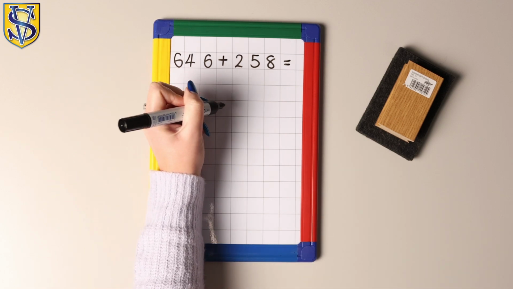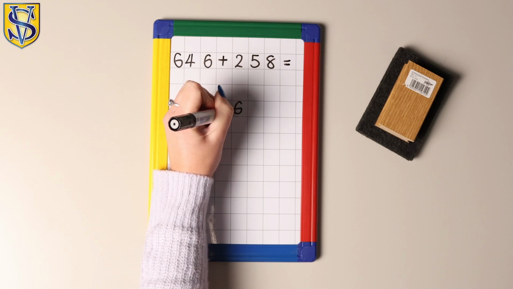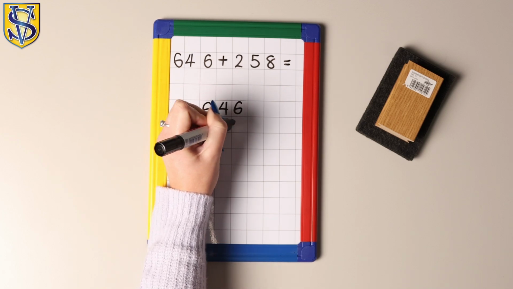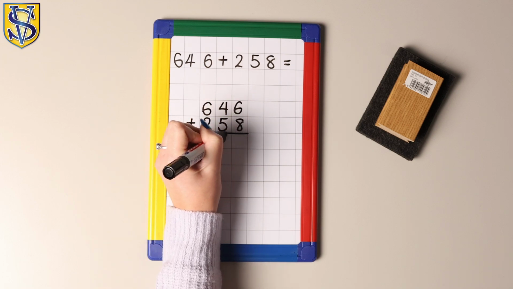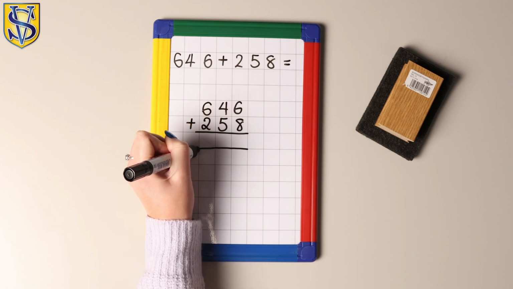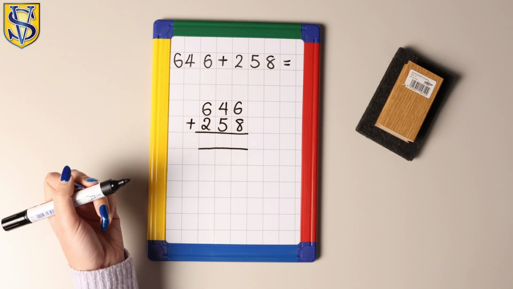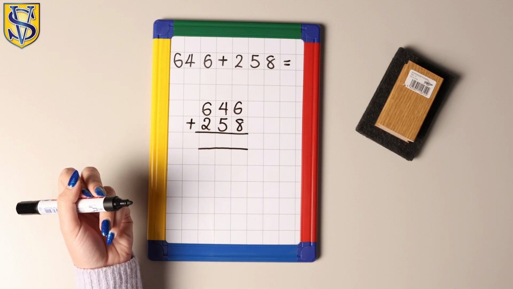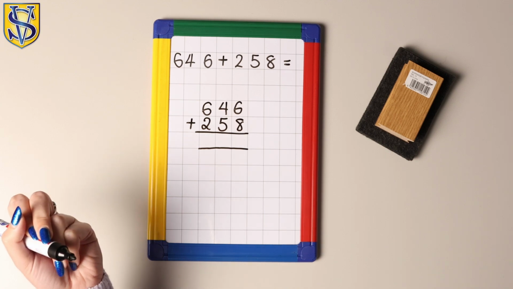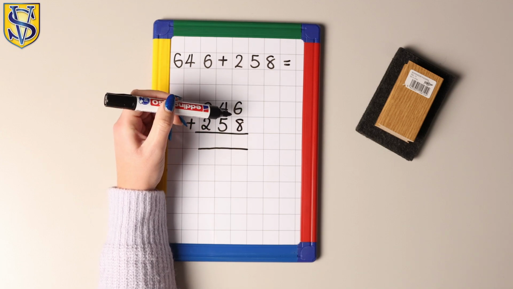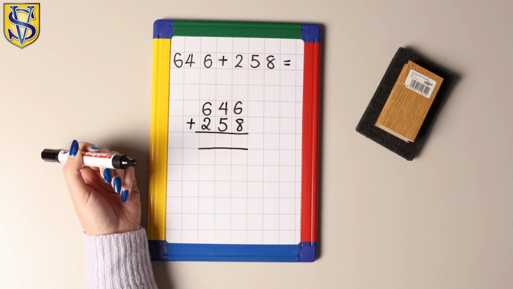So 646, addition sign, 258. Really important that you show that addition sign at all times because the column subtraction and some multiplication questions can be laid out in a very similar way. So just as before, you're going to start from the ones column and you're going to do 6 add 8.